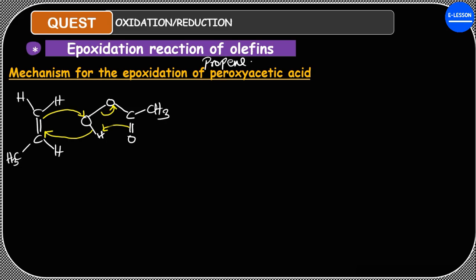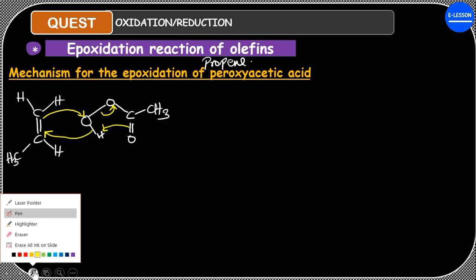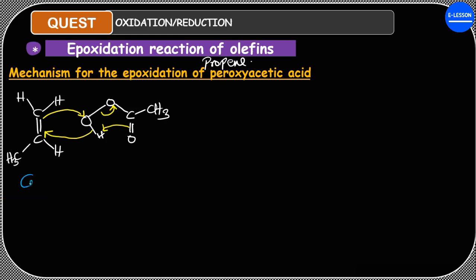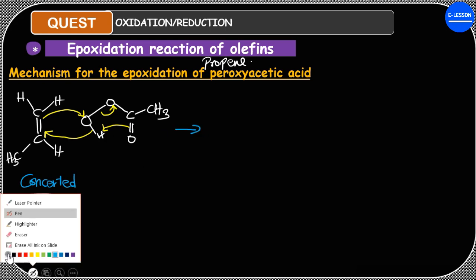It's very easy since it is a concerted mechanism. What type of mechanism is it? Concerted. Concerted means it takes just one step. Everything you discover here takes just one step to arrive at them. So the product of this reaction will be something like this.